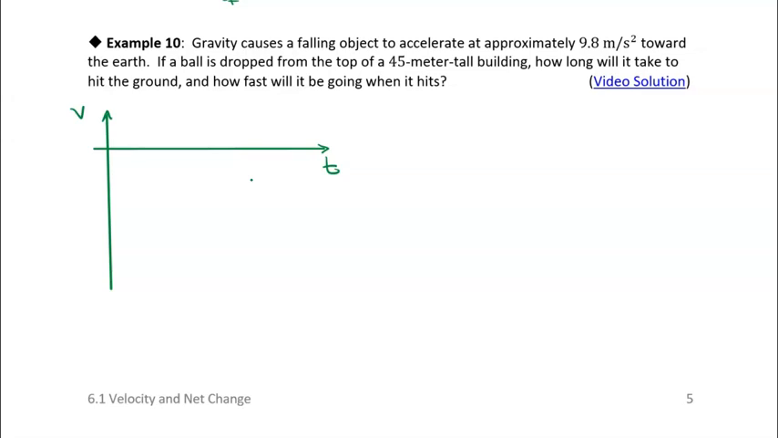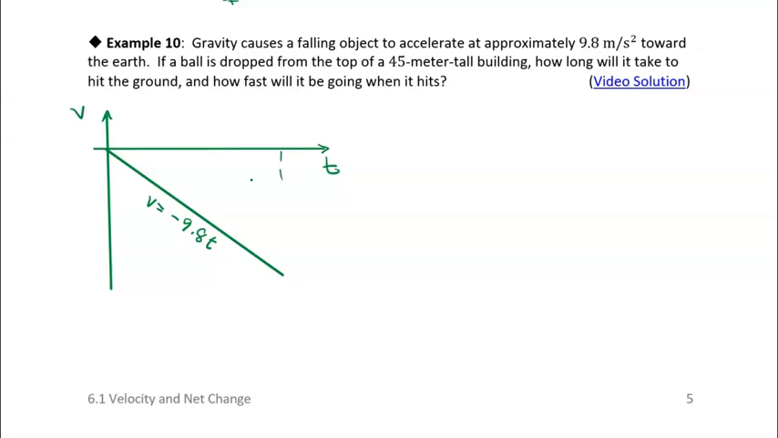It's not being thrown. It's being dropped from the top of the 45-meter tall building, and it accelerates toward the ground, right? With a constant acceleration of a negative 9.8 meters per second squared. So we could write velocity is equal to minus 9.8 times the time.